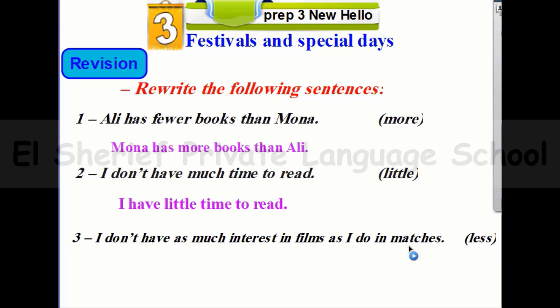Number 3, I don't have as much interest in films as I do in matches. Use less. Less comes before uncountable nouns. Okay, so the answer will be I have less interest in films than in matches.